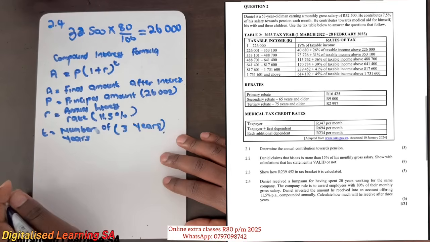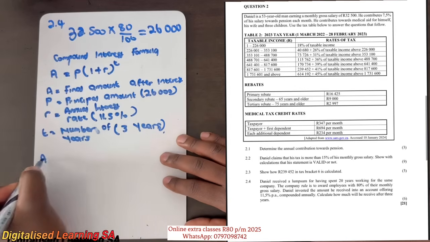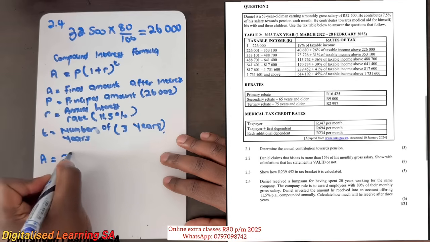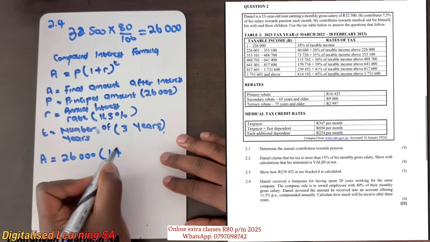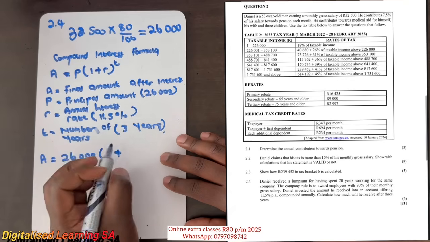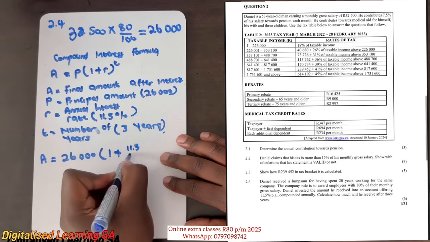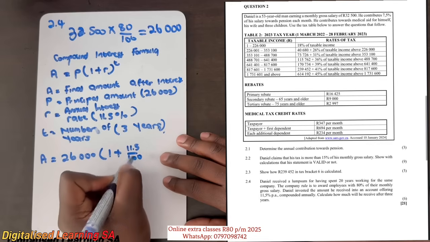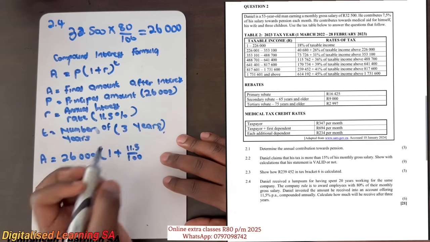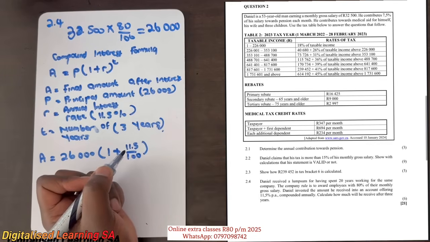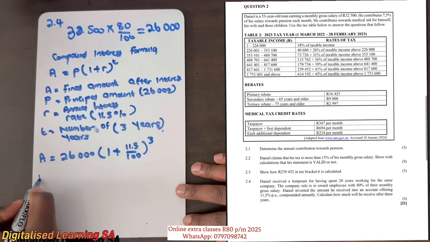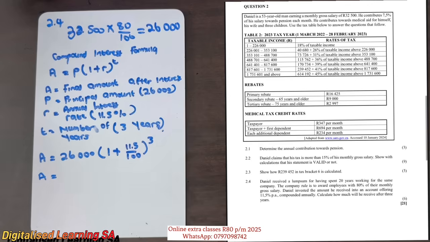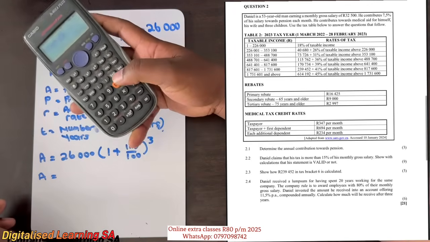Okay, so now let's go ahead and substitute these amounts into our formula. So A is what we are looking for, and P is 26,000, and 1 plus R. So R is 11.5, so we can say 11.5 divided by 100. So this is the same as 11.5%. And then close bracket, and then to the power 3, which is years. And if we plug that on our calculator, we'll be able to find A.